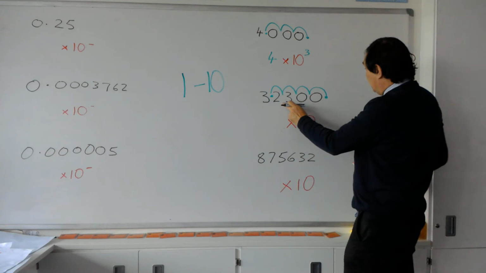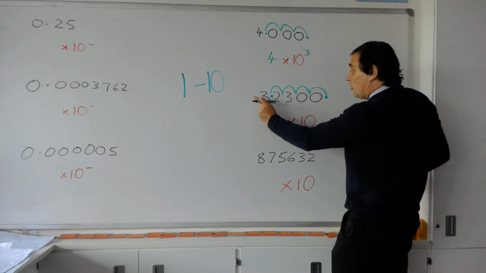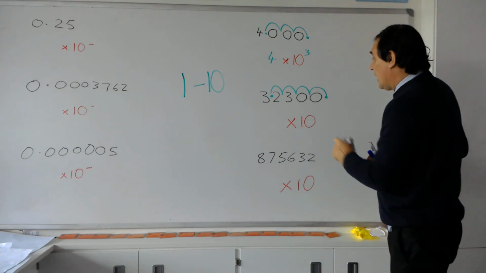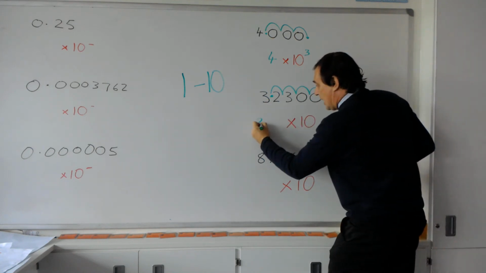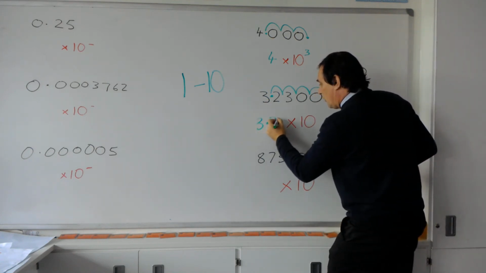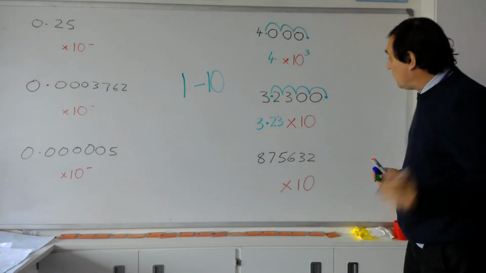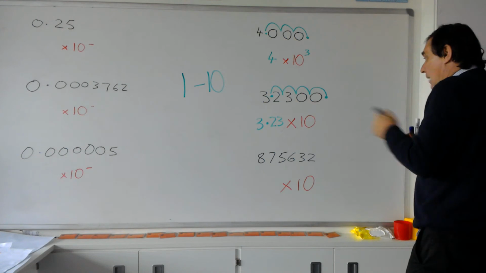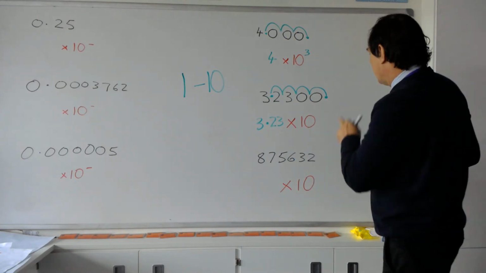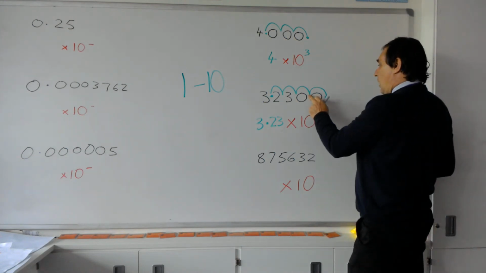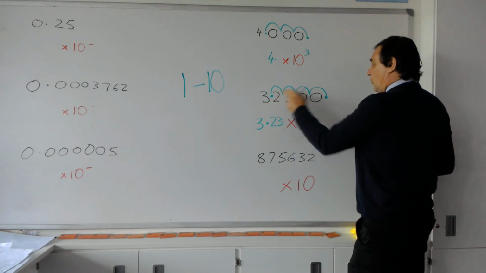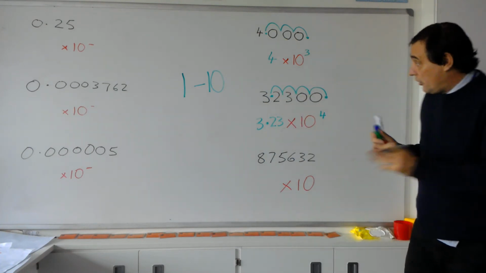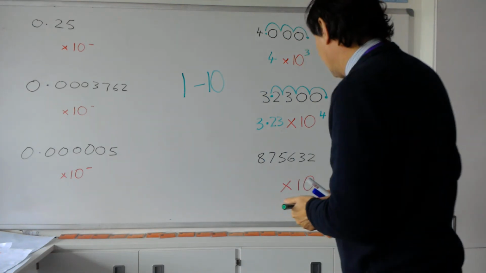We can't have 32.3, or we couldn't have 0.323. So 3.23 is our number between 1 and 10. It can be a decimal. All we've got left to do now is count how many times we've had to bounce this decimal point. So I've got to go once, twice, 3 times, 4 times, so that becomes 10 to the 4. 3.23 times 10 to the 4.